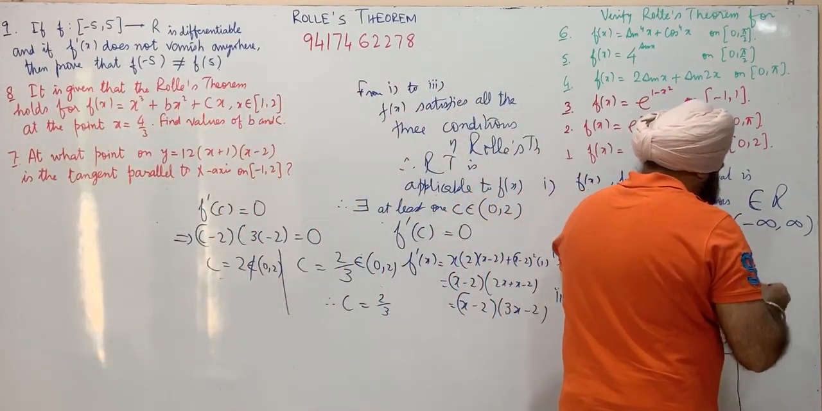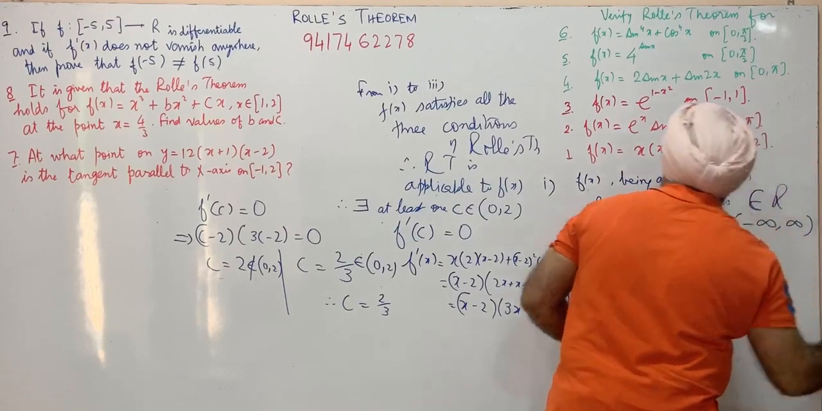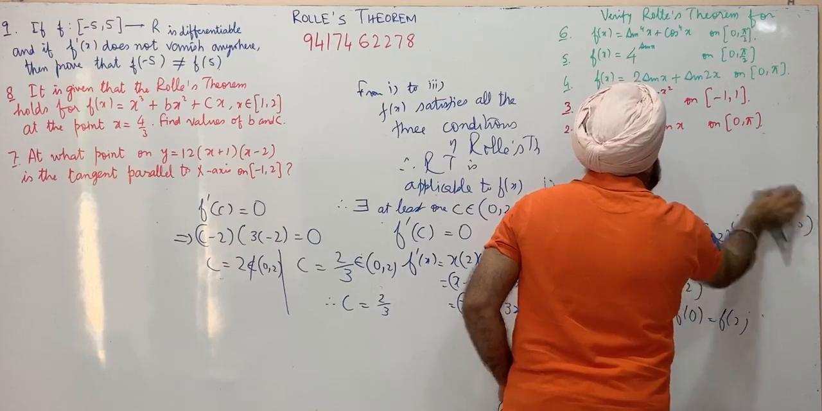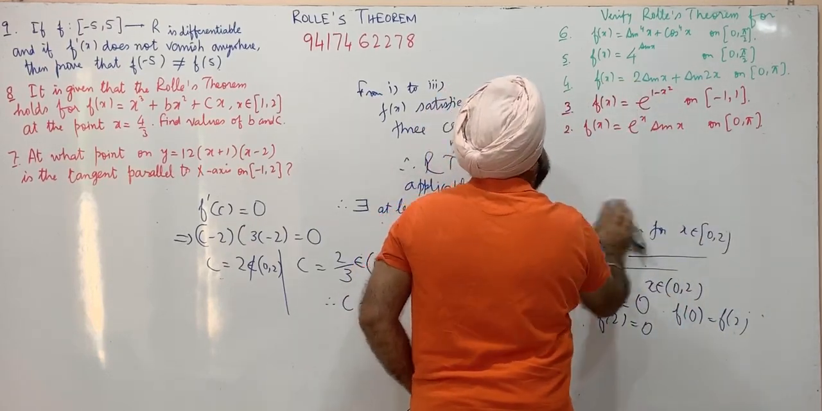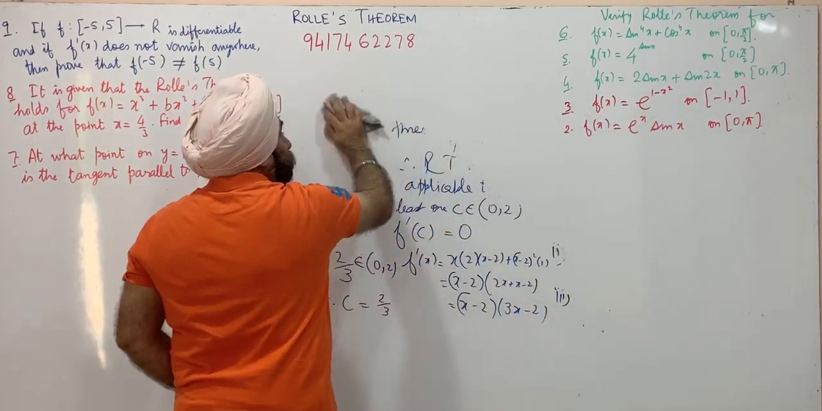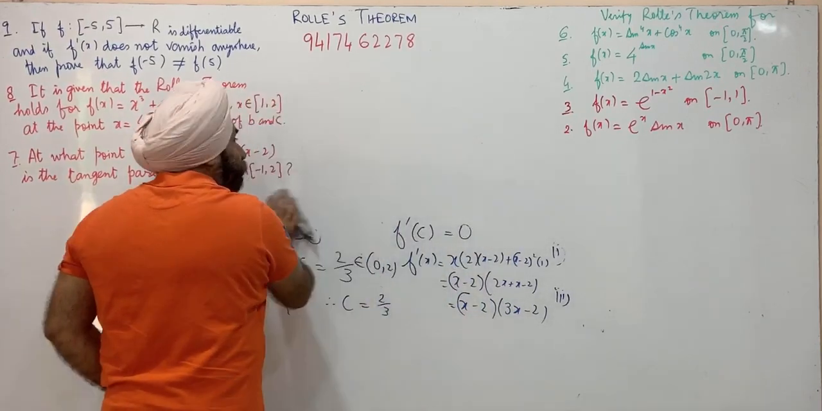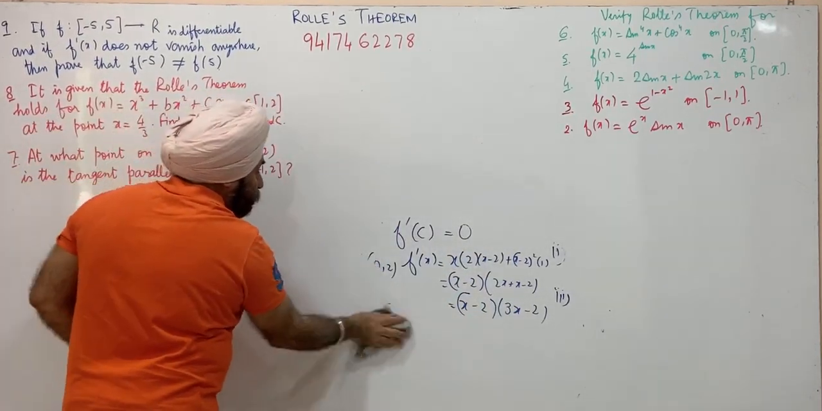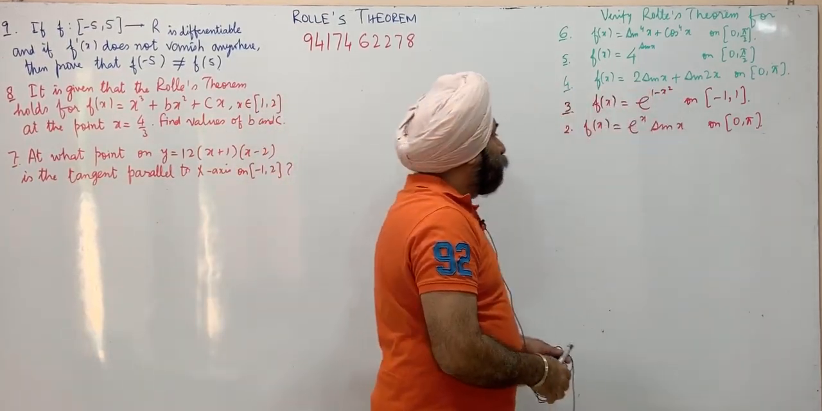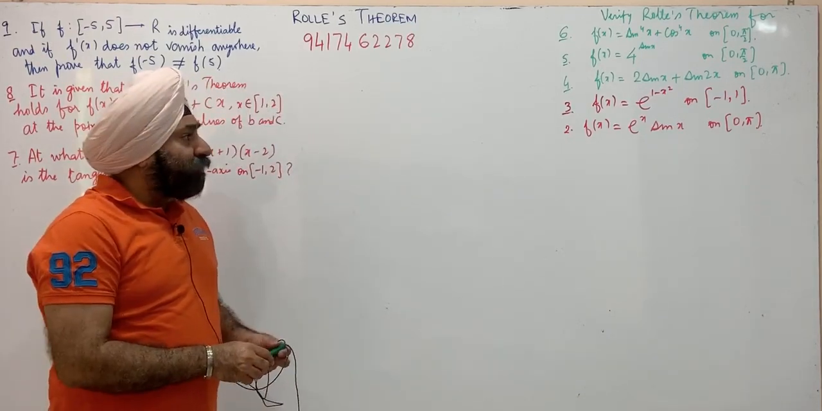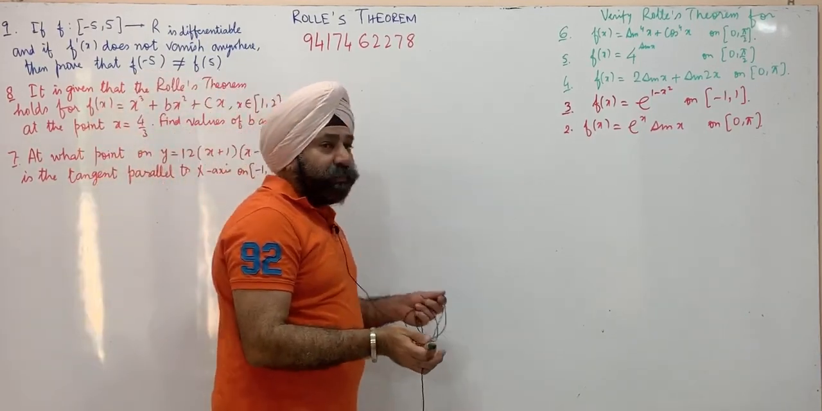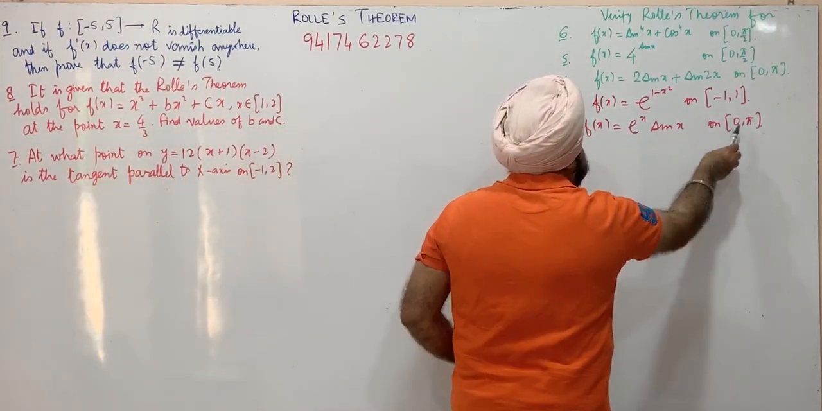The next one, we have f of x equal to e raised to the power x into sine of x, and the given interval is 0 to pi, the first two quadrants. We have to verify Rolle's theorem. So what do we know about e raised to the power x and about sine of x? E raised to the power x, the exponential function, is continuous everywhere. Sine of x is also continuous. So we will write f of x, being a product of two continuous functions, is continuous everywhere, in particular for the closed interval 0 to pi.